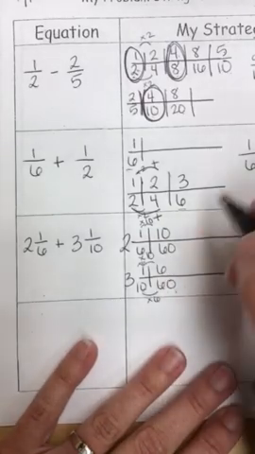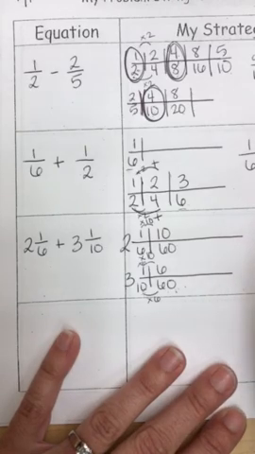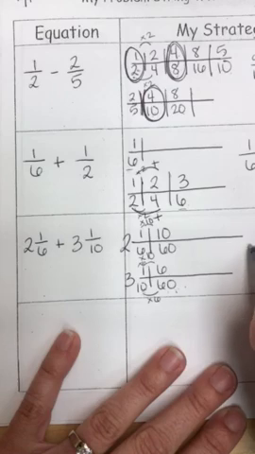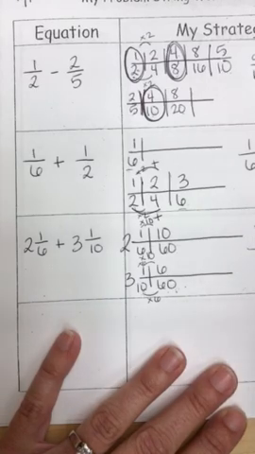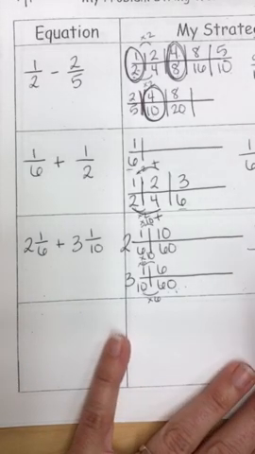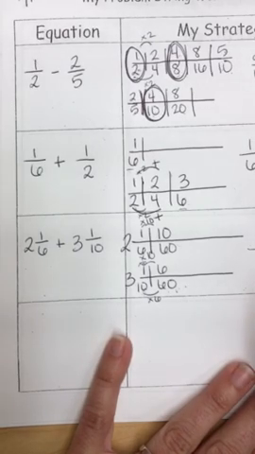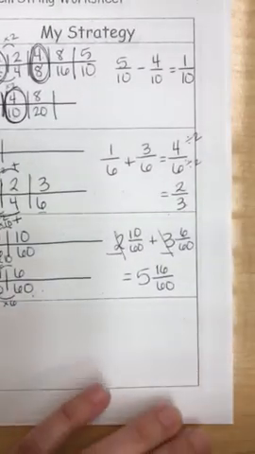So I now have 2 and 10 60ths plus 3 and 6 60ths. Well, my 2 and my 3 together equal 5. So I know I already have 5. I use those. And now I have 10 60ths plus 6 60ths. Well, 10 plus 6 is 16 over 60. So I have 5 and 16 60ths.